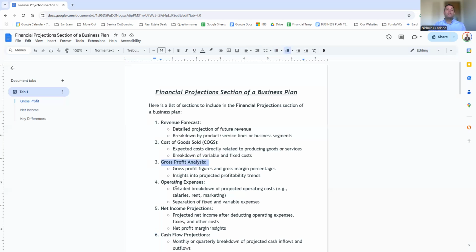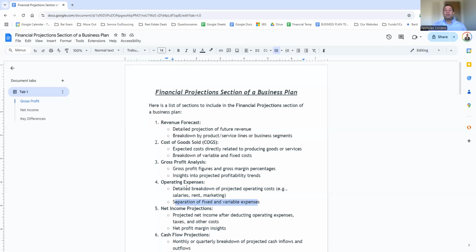Number 4, the fourth thing you should include in the financial projection section of a business plan is your operating expenses. So this includes everything from your salaries, your rent, your internet, your telephone bill, basically any other expenses you have not related to the actual product or service are going to go in your operating expenses. Again, make sure to separate the fixed from variable cost here.